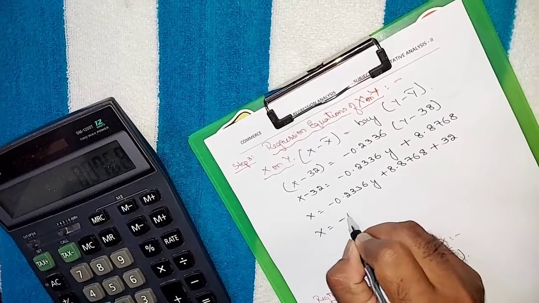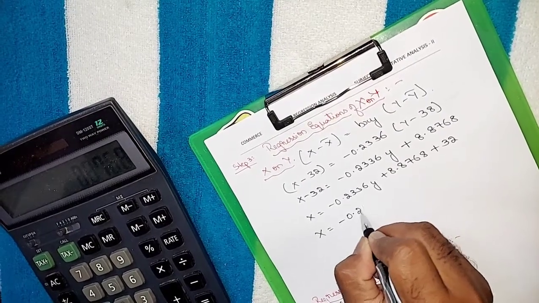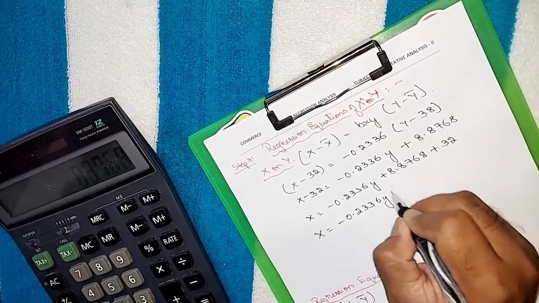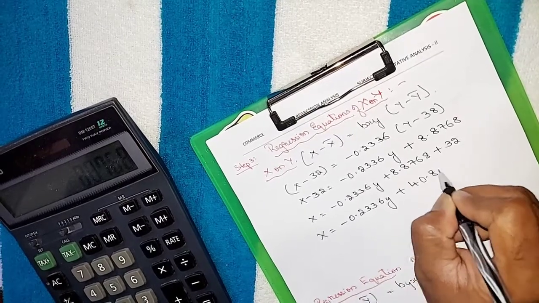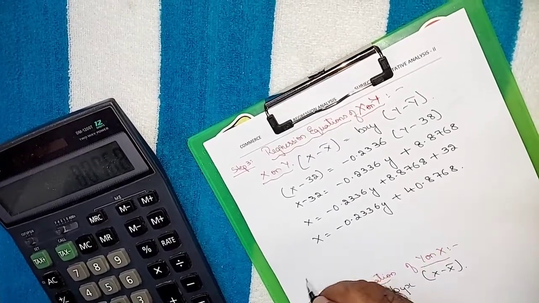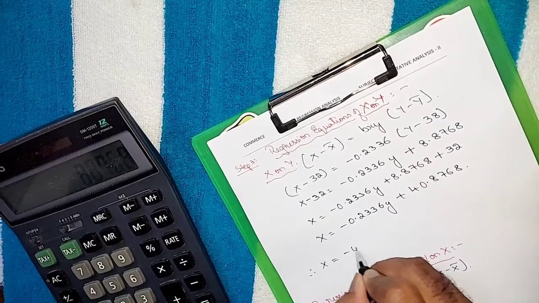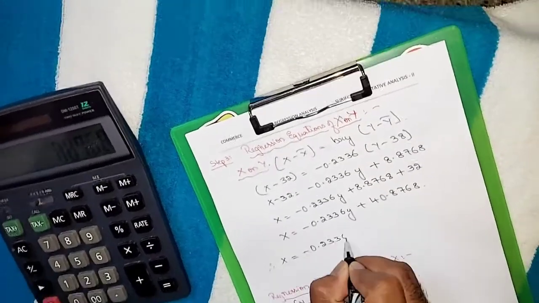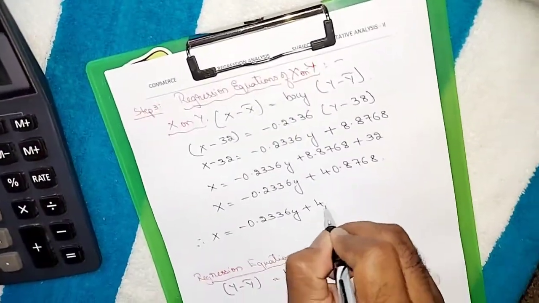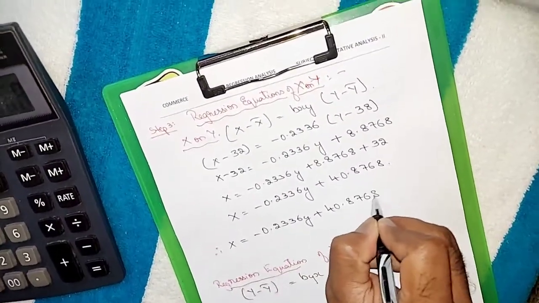Therefore x is equal to minus 0.2336 y plus 40.8768. Therefore the regression equation of x on y is x equals minus 0.2336 y plus 40.8768.